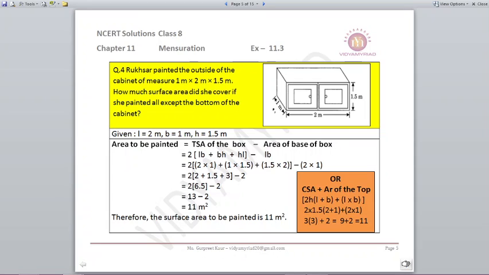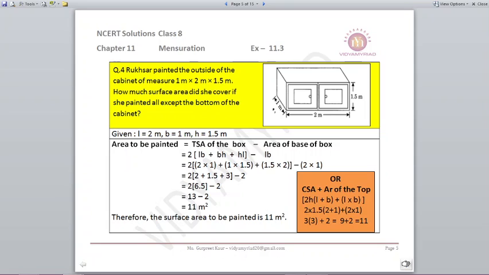Question number 4. Ruxar painted the outside of a cabinet of measure 1 meter into 2 meters into 1.5 meters. How much surface area did she cover if she painted all except the bottom of the cabinet? If you look at the figure, the measurements are 1 into 2 into 1.5, but according to this we know length will be 2 meters, breadth is 1 meter and height is 1.5 meters. Now this question can be done in two ways. Either you can use the TSA formula of a cuboid or you can use the CSA formula of a cuboid. What is different over here is that we don't need the bottom of the box to be painted.